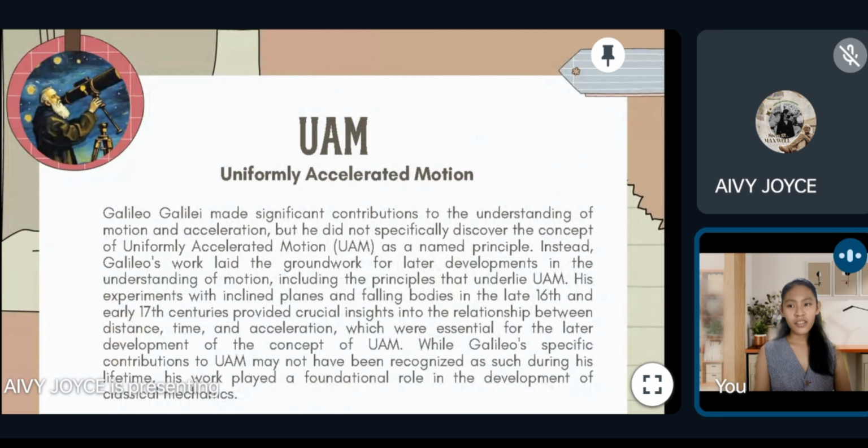Galileo Galilei made significant contributions to the understanding of motion and acceleration, but he did not specifically discover the concept of uniformly accelerated motion. Instead, Galileo's work laid the groundwork for later improvements in the understanding of motion, including the principles that underlie UAM. His experiments with inclined planes and falling bodies in the late 16th and early 17th century provided crucial insights into the relationship between distance, time, and acceleration, which were essential for the later development of UAM.